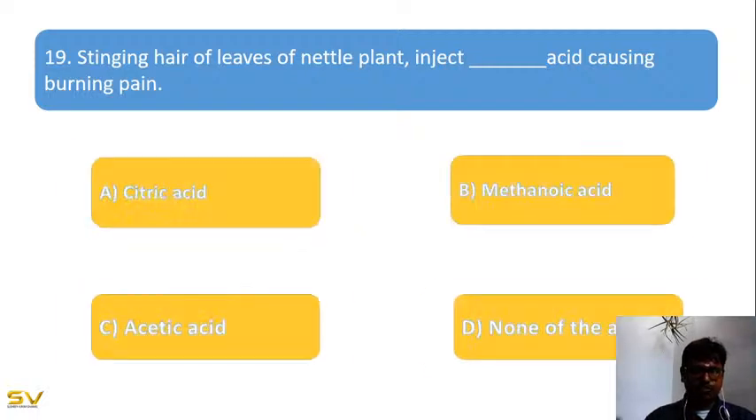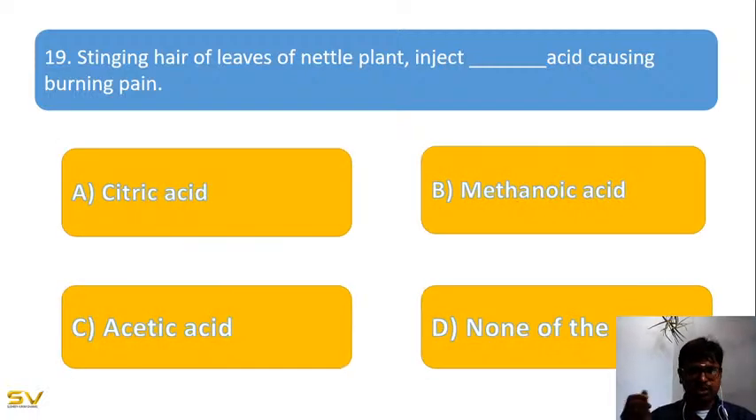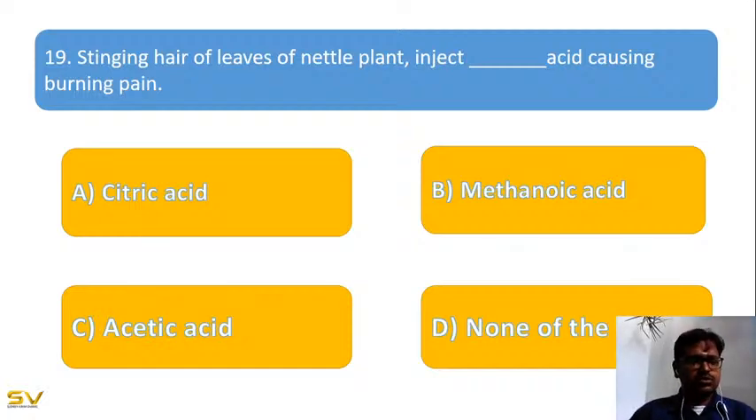So which is that acid among them? Citric acid, methanoic acid, acetic acid, none of the above. So its name is nothing but formic acid also. So the another name of formic acid also will be asked. So which is your option? So it's A, citric acid, B, methanoic acid, C, acetic acid, and D, none of the above. So which is the correct option for this? So I'm waiting for the answers.